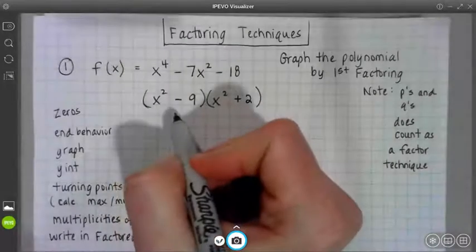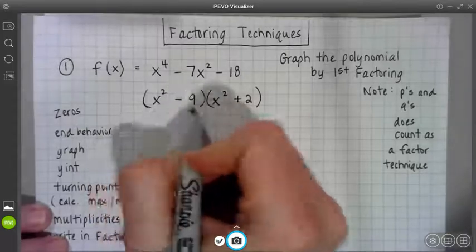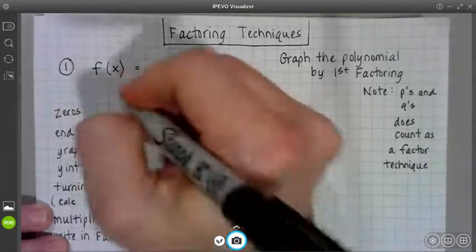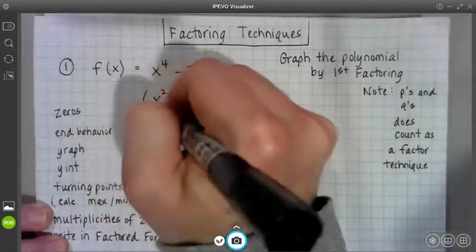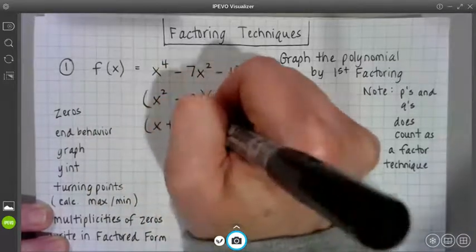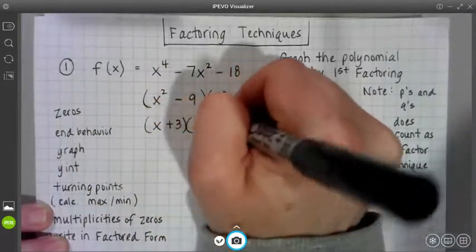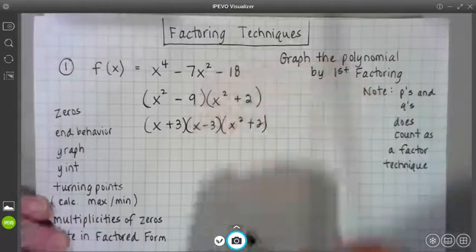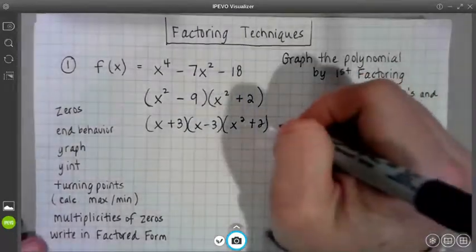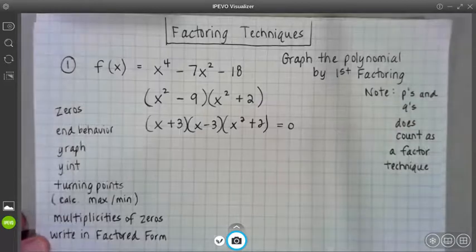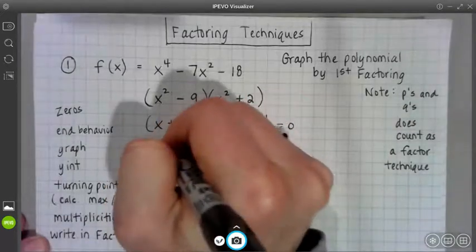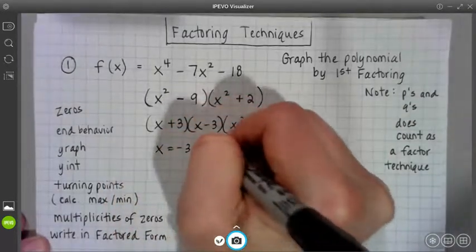So now if you notice, if they ask you to factor completely, this is the difference of two perfect squares. So that's going to factor again to x plus 3, x minus 3, and x squared plus 2. So now you've factored it completely, set all your factors equal to 0, and you can find your x-intercepts on your own. We're going to have an x-intercept at negative 3, an x-intercept at 3.